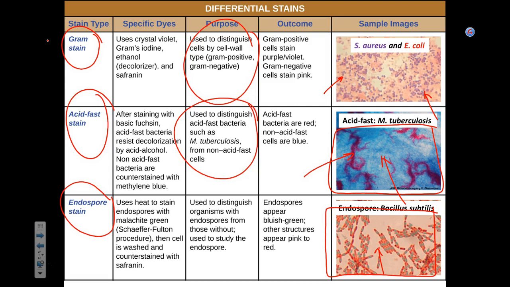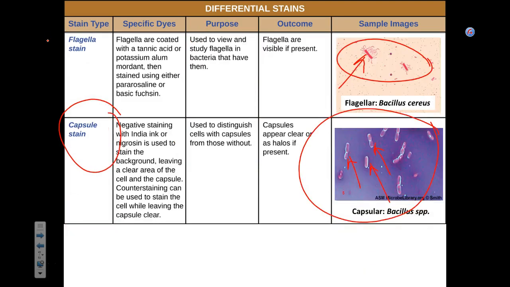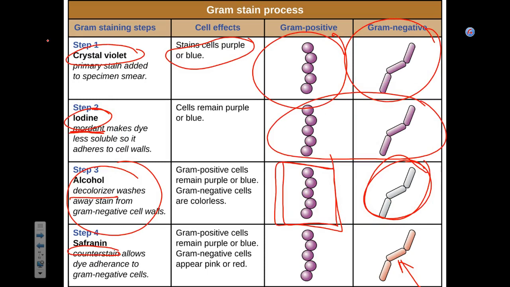So you stain everything the same, then you treat it so one type of bacteria holds on to the stain better than another. Then you wash the stain off, you wash it off only from gram negatives, and you counter stain gram negatives with red color. And you've got these two wonderful microorganisms on your hands.